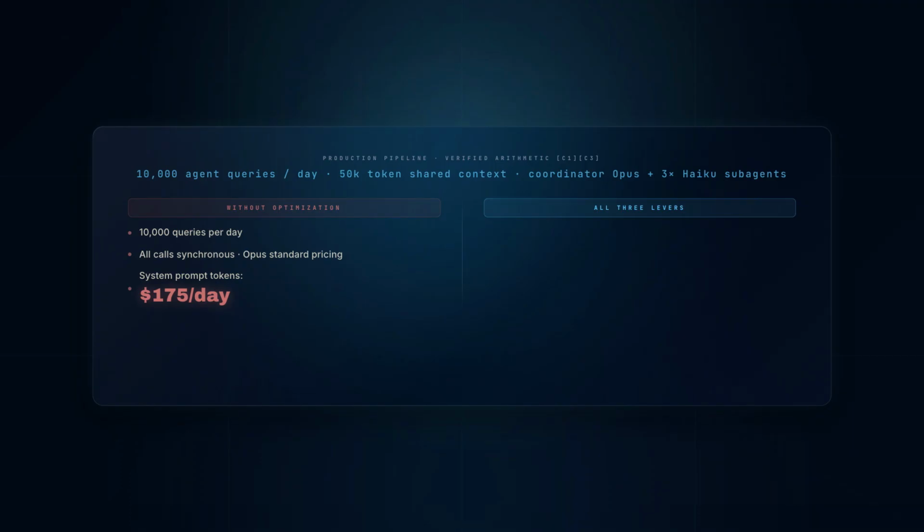With all 3 levers applied, system prompt cached at Haiku batch read prices, subagent calls routed and batched. Roughly $6 to $8 per day, equivalent throughput. Same quality on synthesis steps, 95 to 97% cost reduction.